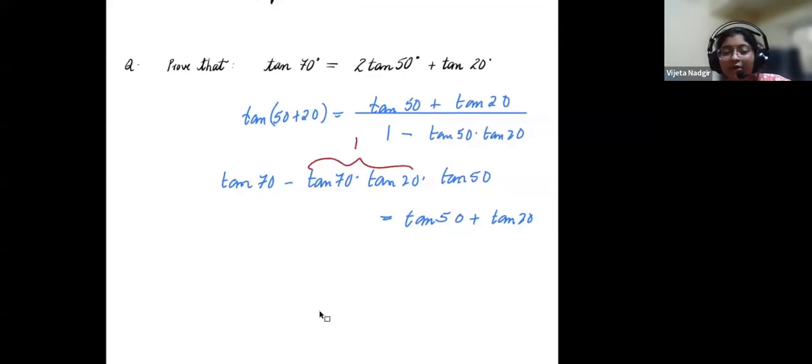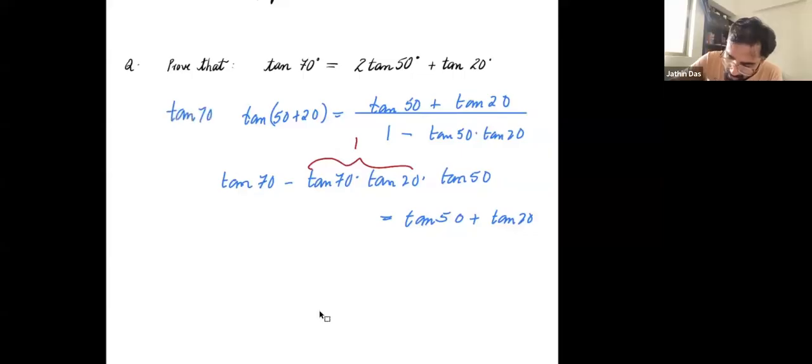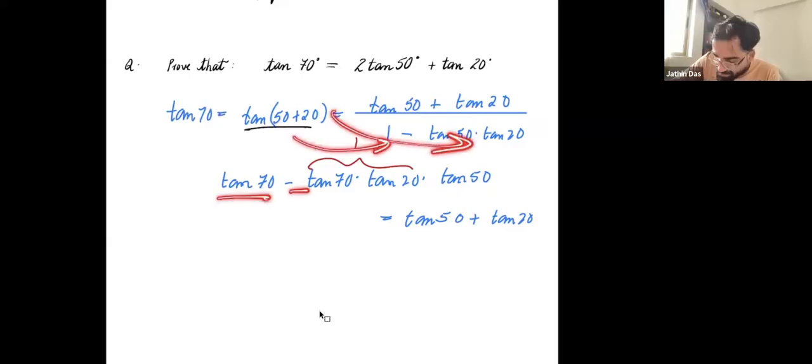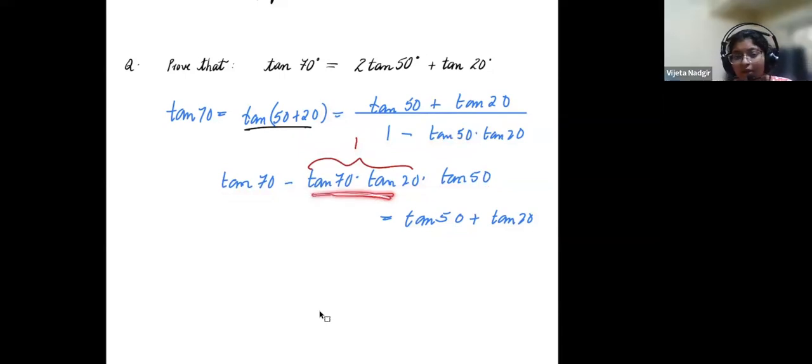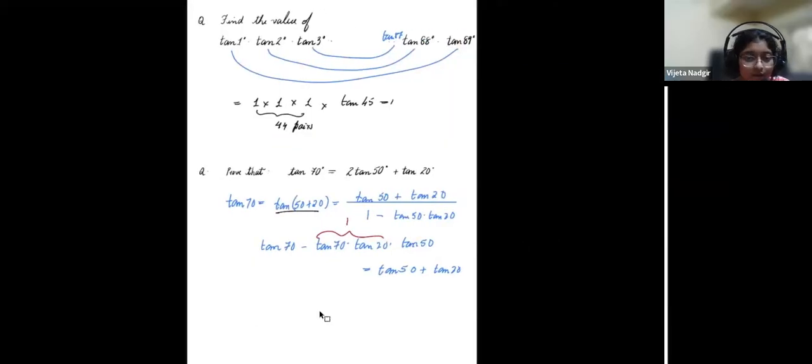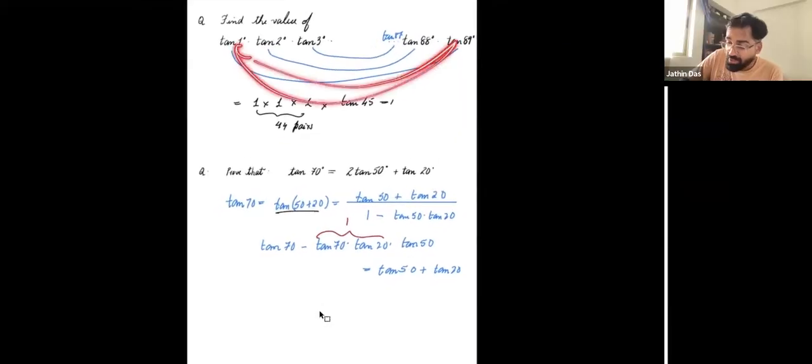How did you get that? I multiplied tan 70, and here also I multiplied. Tan 70 minus tan 70, all these three will get multiplied, no? But how did you get that as 1? I just taught you now: A plus B is 90. Oh, okay. This also you did like this only, no?